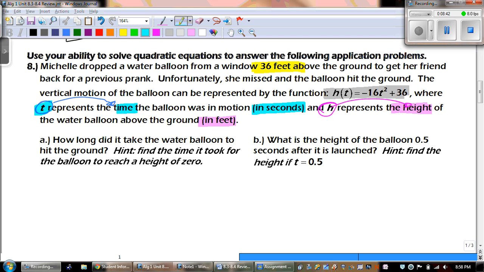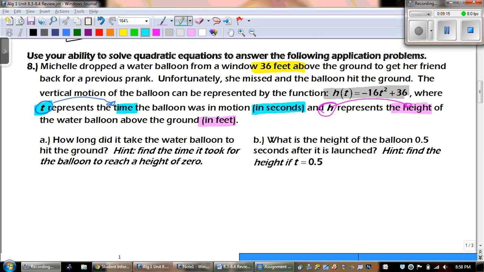Okay, so the gist of the problem is that Michelle got pranked. She's trying to get her friend back by dropping a balloon from 36 feet above. She's probably hiding in her apartment building and she's going to drop a balloon right on top of her friend. This is a problem all about physics. We're talking about gravity and the speed that objects fall. So that's all the information.